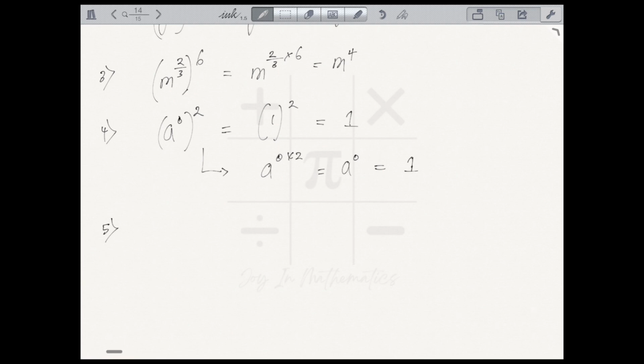Let's take one more example. 5 raised to the power of minus 3, all squared. Now 5 is the base and the powers are being multiplied, and this will give us 5 raised to the power of minus 6. To simplify this further, we can rewrite it as 1 divided by 5 raised to the power of 6, and 5 raised to the power of 6 is equal to 15625.